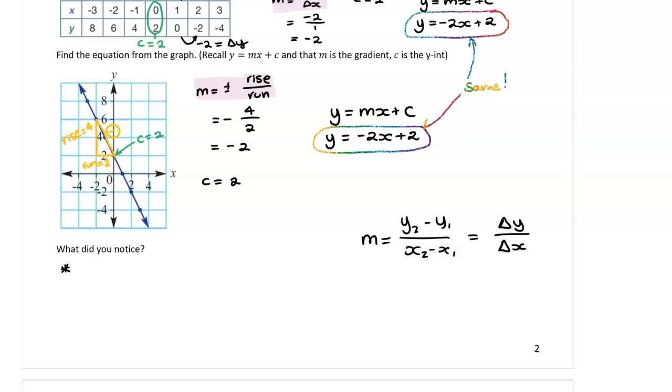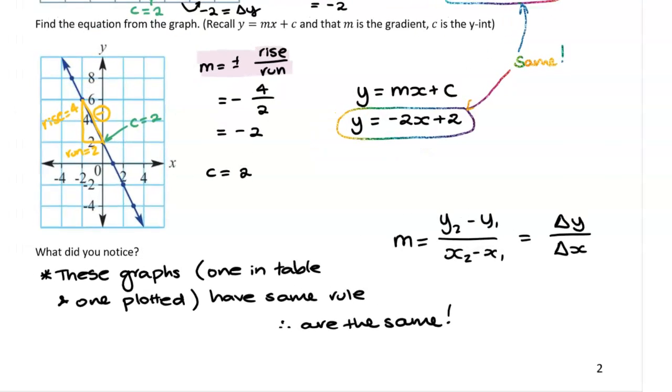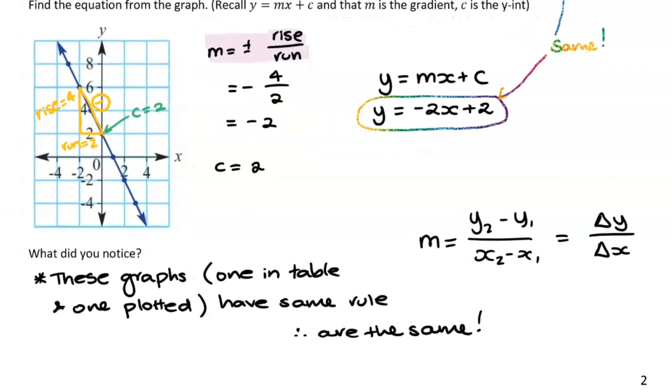So what do we notice? These graphs are the same. So these graphs, the one in the table and the one plotted, have the same rule, therefore are the same. They're just two different representations of this information, which is pretty cool.